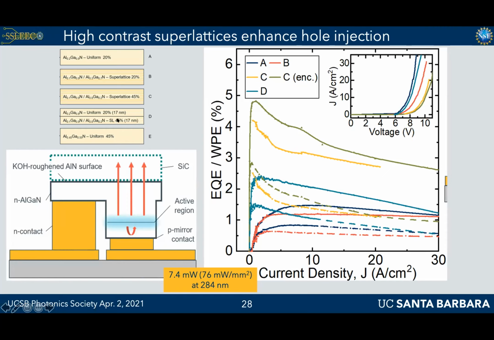And then interestingly, if you combine the uniform 20% layer as a contact layer with the superlattice, which will enhance your hole injection, you can get a pretty good EQE that's intermediate between the two. And if you look at the voltage, it's pretty much just as good as the full 20% sample. So in other words, combining both uniform and superlattice layers could be an advantage.